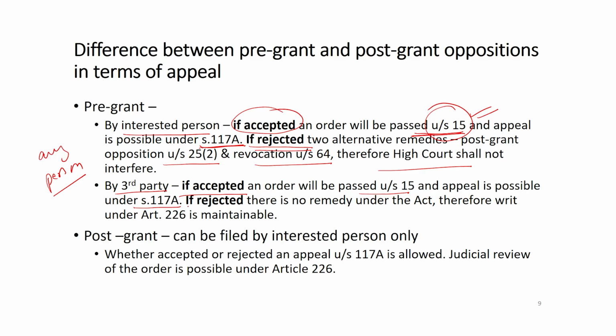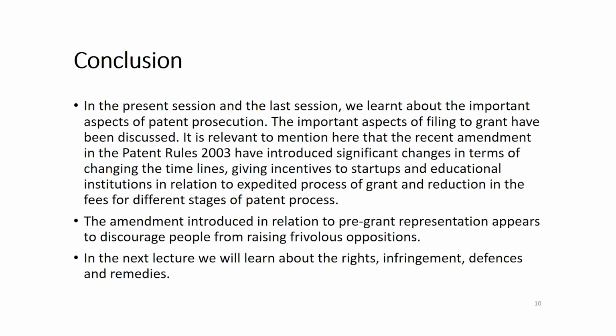It is only when the pre-grant opposition is raised by a third party and it is rejected that a writ under article 226 is maintainable. So, kindly read this part to understand the difference between pre-grant and post-grant opposition in terms of appeal. In conclusion, we have discussed an important aspect of patent prosecution in this part, which is examination.